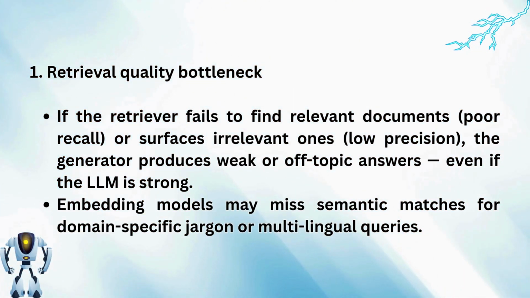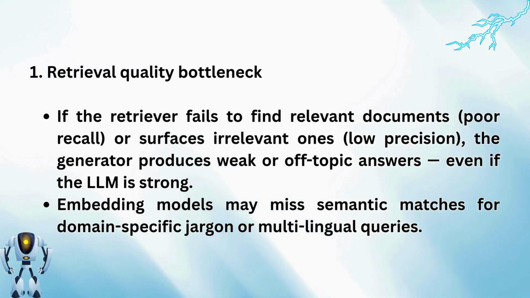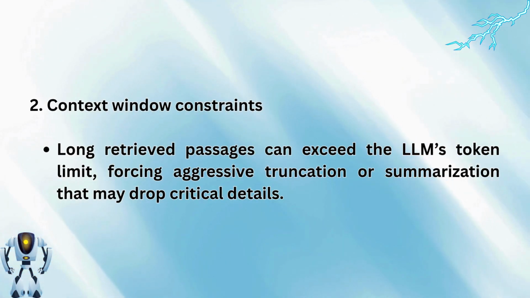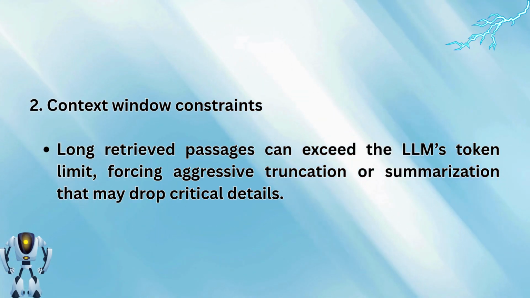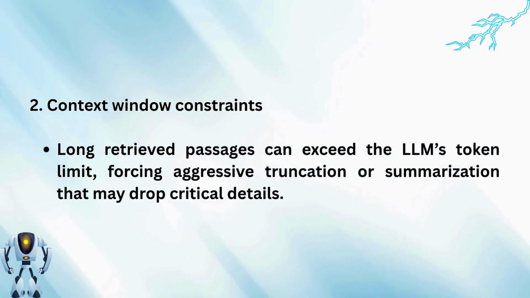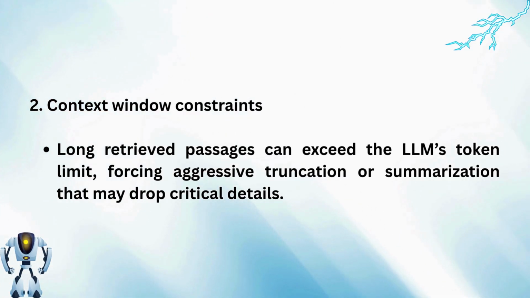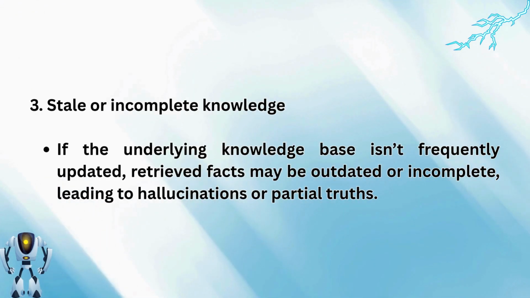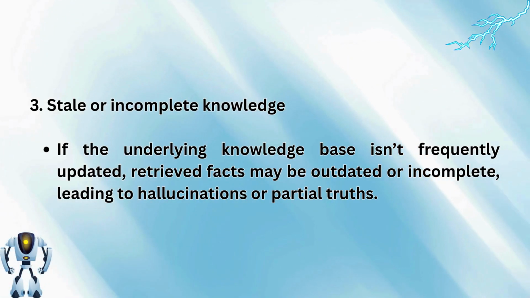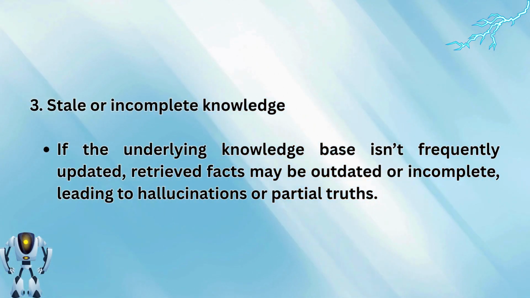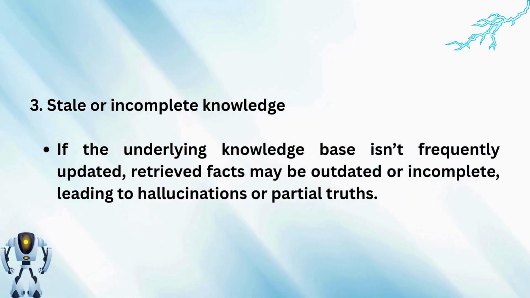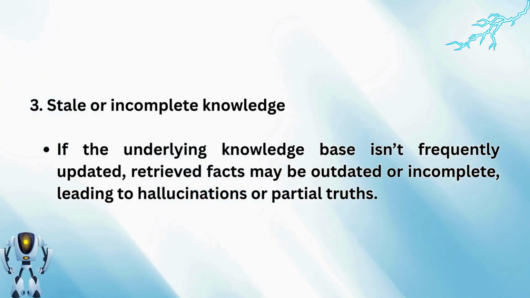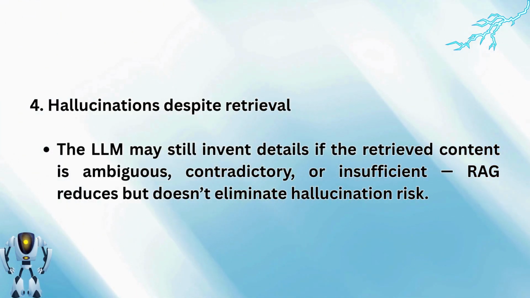Even if the LLM is strong, embedding models may miss semantic matches for domain-specific jargon or multilingual queries. 2. Context window constraints. Long retrieved passages can exceed the LLM's token limit, forcing aggressive truncation or summarization that may drop critical details. 3. Stale or incomplete knowledge. If the underlying knowledge base isn't frequently updated, retrieved facts may be outdated or incomplete, leading to hallucinations or partial truths.